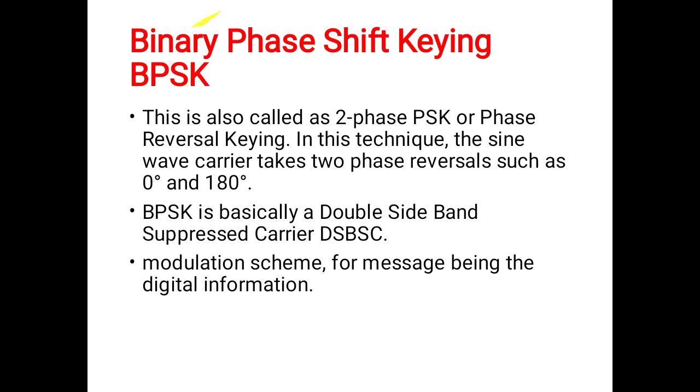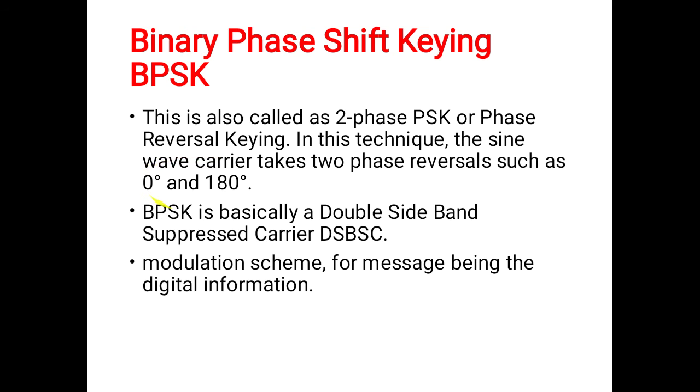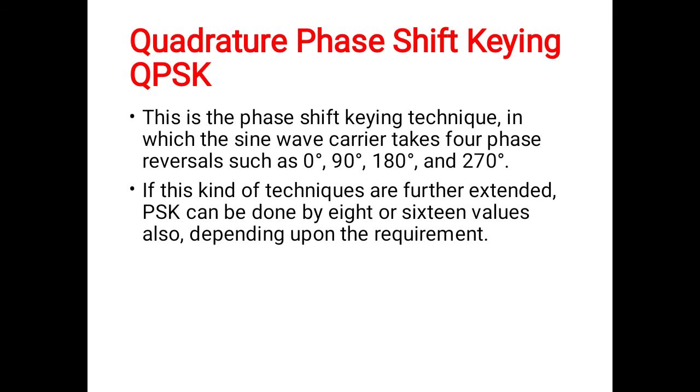For binary phase shift keying, the phase reversals are 0 and 180. Quadrature means 4. So in this case, the four phase reversals are 0 to 270. If this kind of technique is further extended, PSK can be done up to 8 or 16 values, depending upon the requirement. That means more than 16 can also be performed.